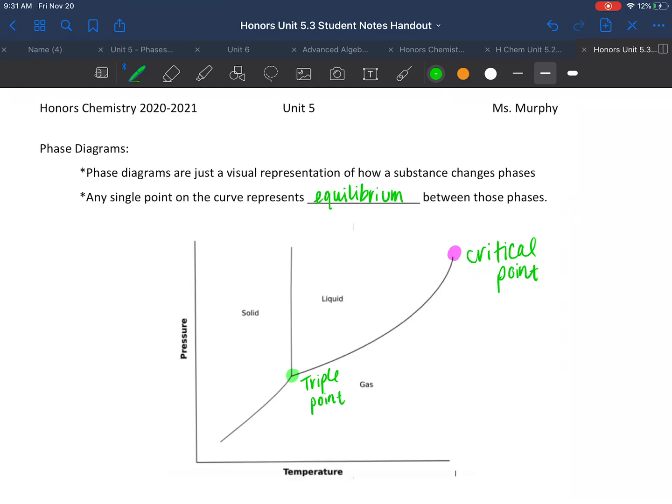And so we call this line here our fusion curve. Remember when I talked about the heating curve, we had our delta H of fusion, which has to do with melting or freezing. Well, that's just this line here. And so we call this our fusion curve.